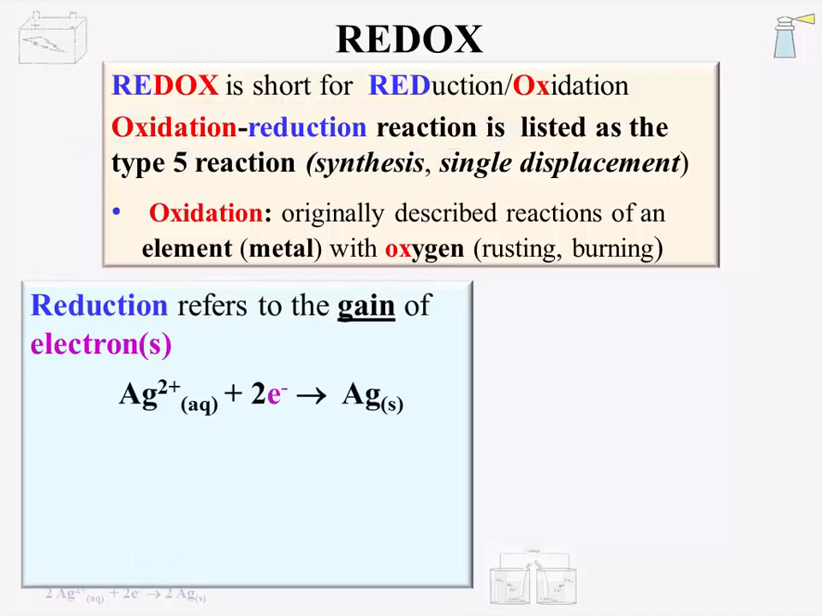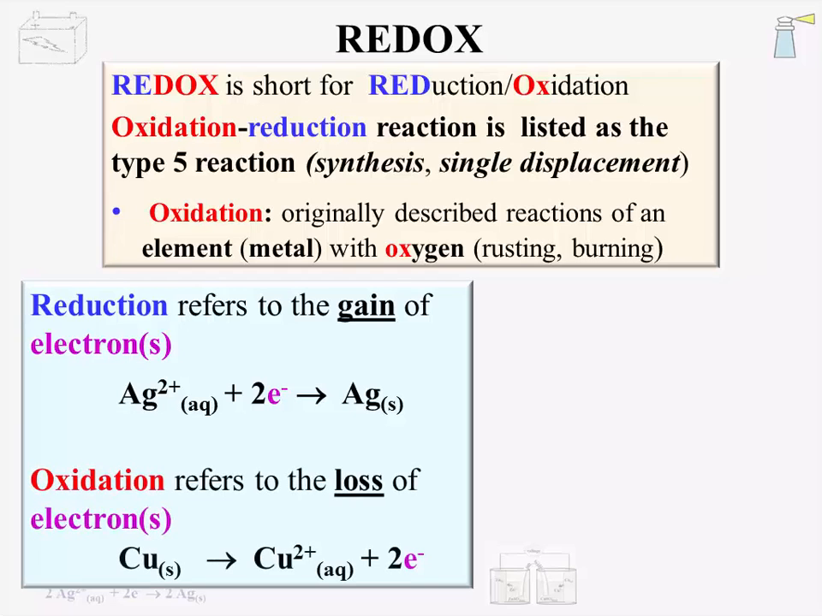Reduction refers to the gain of an electron or electrons. Silver ion can gain 2 electrons and become the element silver. The electrons are explicitly written in this form of a balanced equation. Oxidation refers to the loss of an electron or electrons. The element copper can lose 2 electrons and become the copper ion. Gaining electrons has electrons as reactant. Losing electrons has electrons as a product.